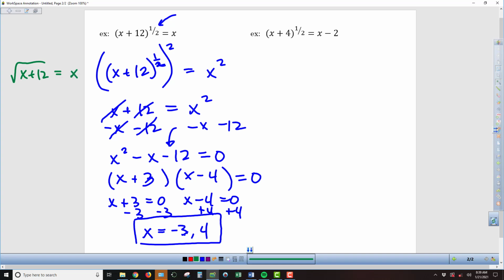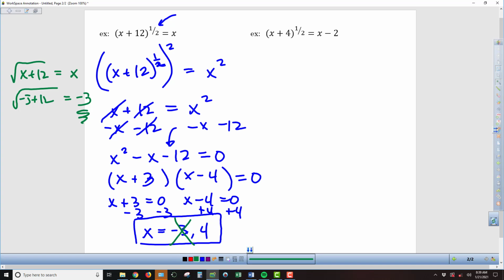So I'm going to take negative 3 and plug it in for x. So negative 3 plus 12 is 9. If I take the square root of 9, I get 3, not negative 3. So I'm going to have to throw that answer out because it doesn't work. It means I have to have a square root equal a negative.